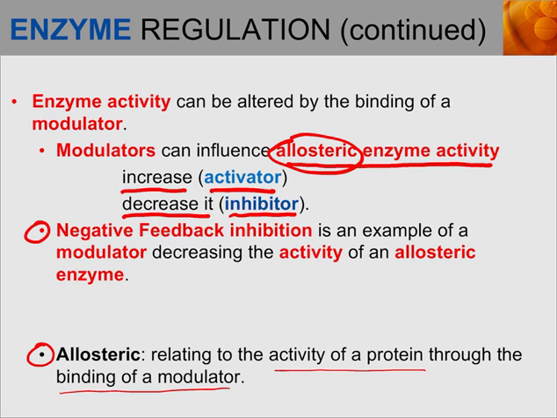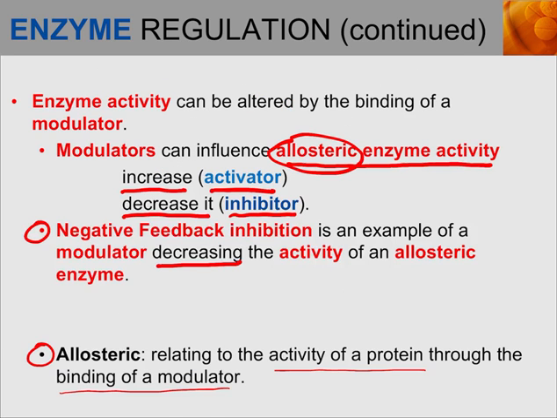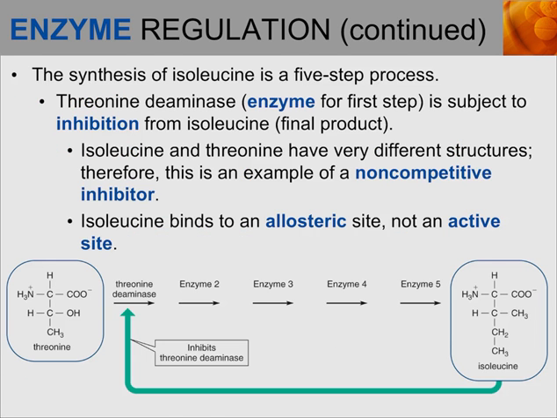There's something called negative feedback inhibition, and this is an example of a modulator that decreases the activity of an enzyme. So that would be an inhibitor. Let's look at an example of negative feedback inhibition. Okay, so let's say we're trying to synthesize the amino acid isoleucine. In order to do that, we start with the amino acid threonine. In the first step, an enzyme called threonine deaminase reacts with threonine, and then there are 4 more steps that take place to get to our final product, isoleucine.